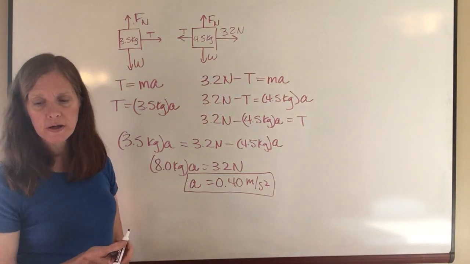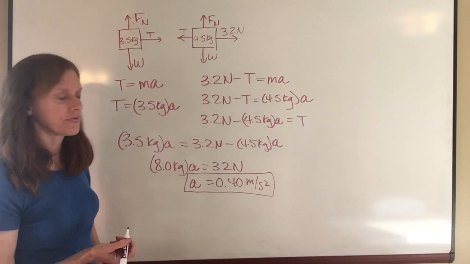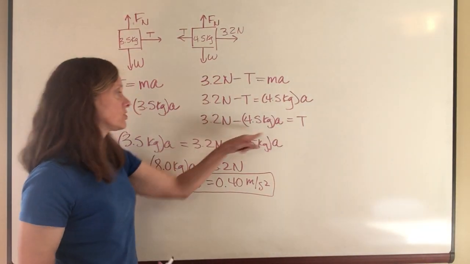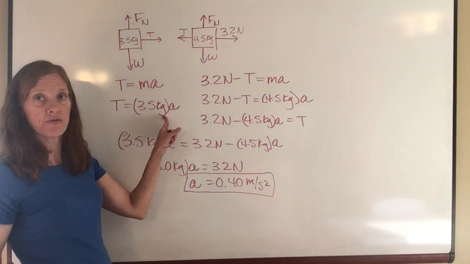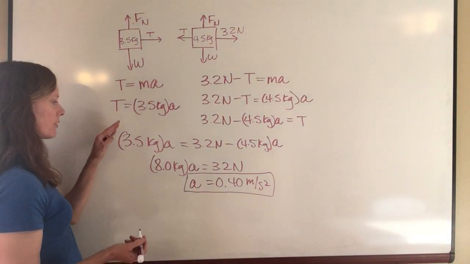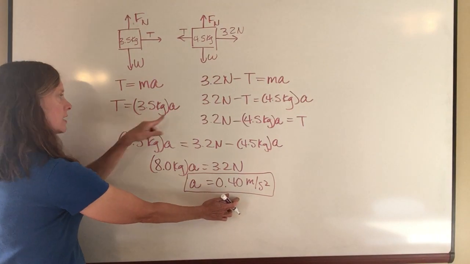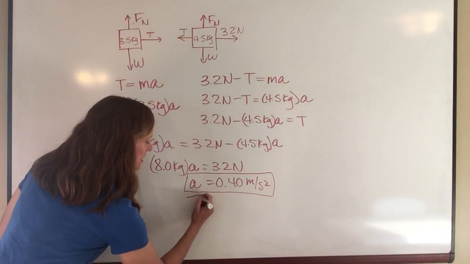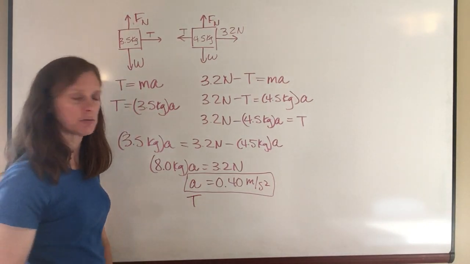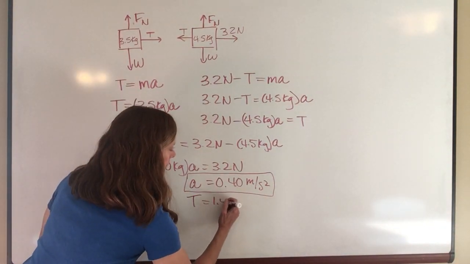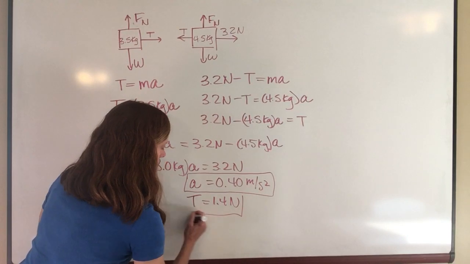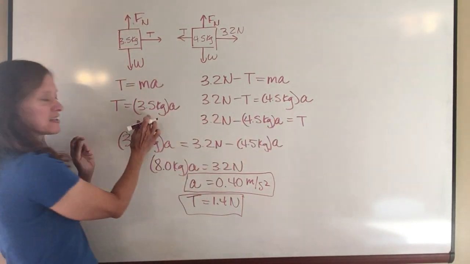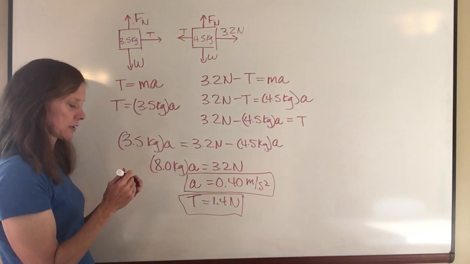And then it also wanted to know what the tension would be in the string. Well, you could use either this equation or this equation to solve for that. It wouldn't make any difference. So if I take 0.4 meters per second squared, multiply it by 3.5 kilograms, the tension in the string is going to be equal to 1.4 newtons. And again, it shouldn't make any difference which equation you use. This is the easier one, so that's the one I would pick.